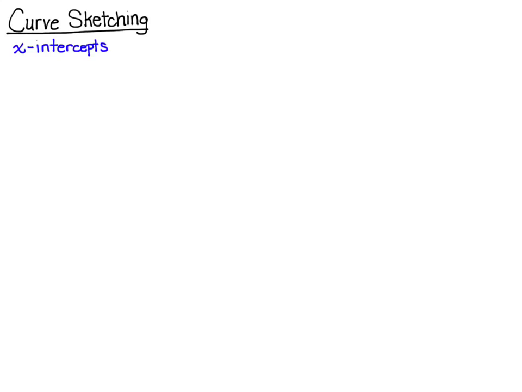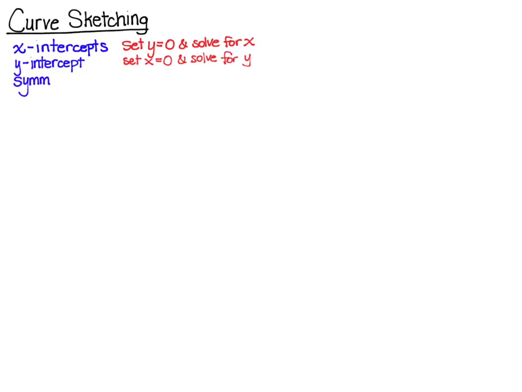We all remember from pre-calculus finding x-intercepts. In order to do this, we set y equal to 0 and solve for x. We can also find y-intercepts by setting x equal to 0 and solving for y.